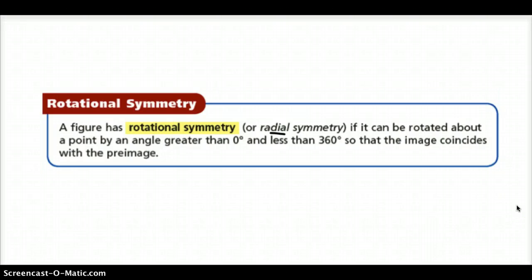So the last type of symmetry that we're going to talk about is something called rotational symmetry. A figure has rotational symmetry if it can be rotated about a point by an angle greater than 0 degrees and less than 360 degrees, so that the image coincides with the pre-image.